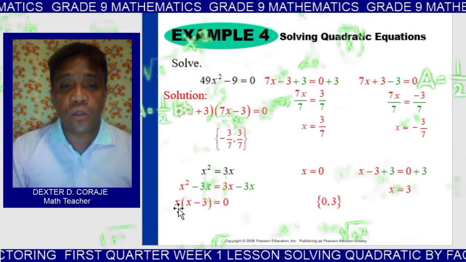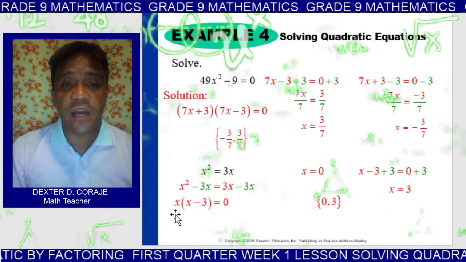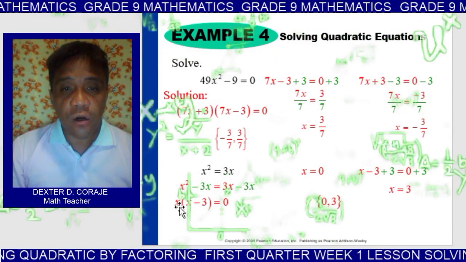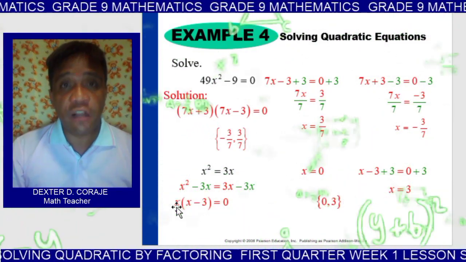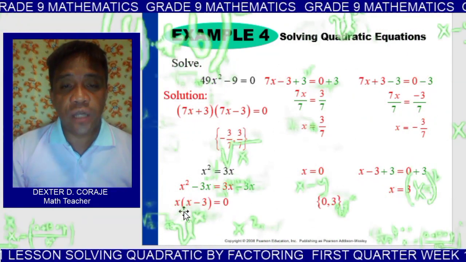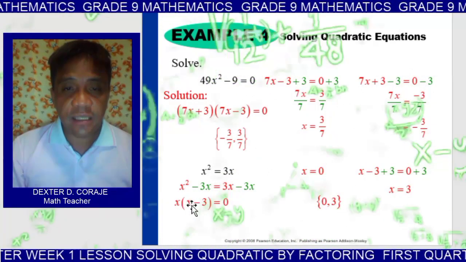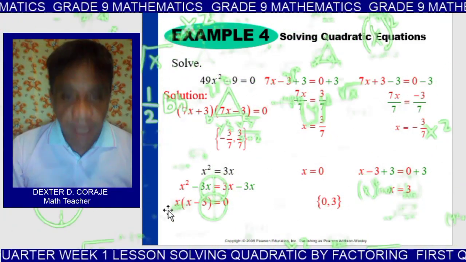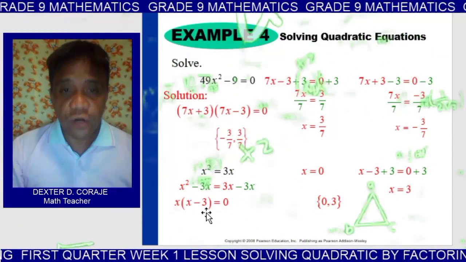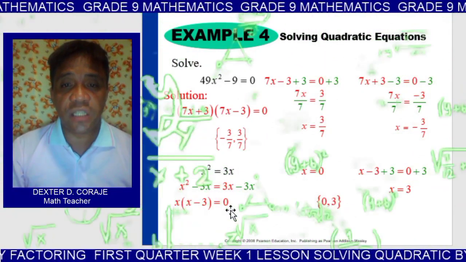So what do we have here? Take note that x squared minus 3x has a common factor, which is x. So take the common factor x, the common monomial factor. Then to get the next factor, we have x squared divided by x is x, negative 3x divided by x is negative 3. So from the first factor, x minus 3. Therefore we have now x times the quantity of x minus 3, which is equal to 0.